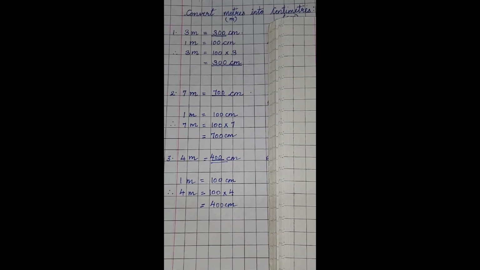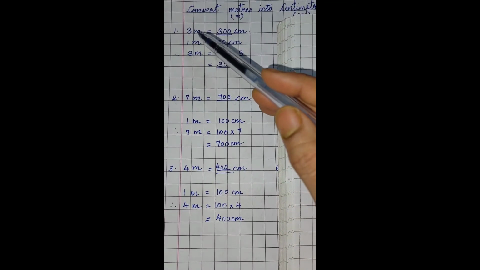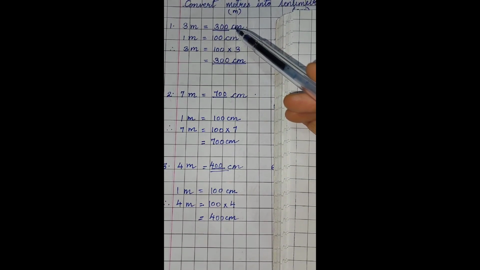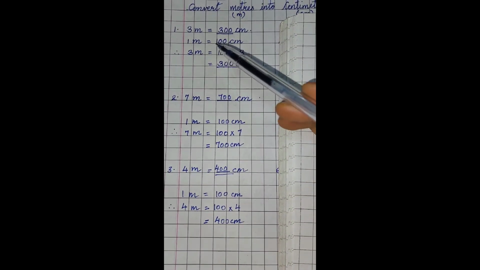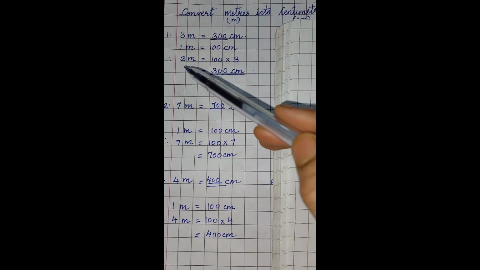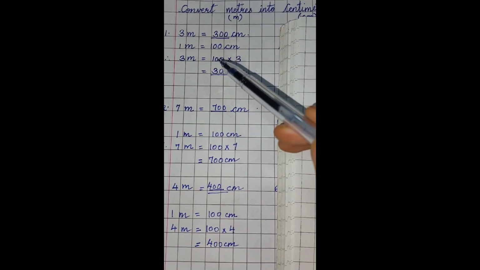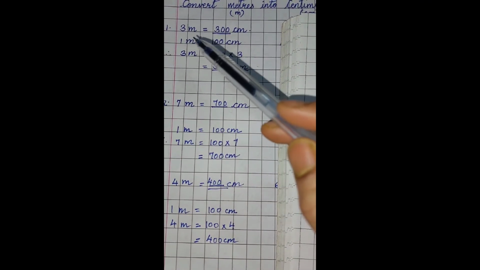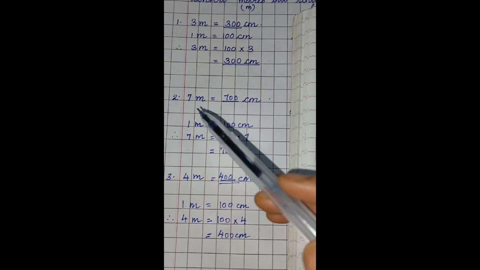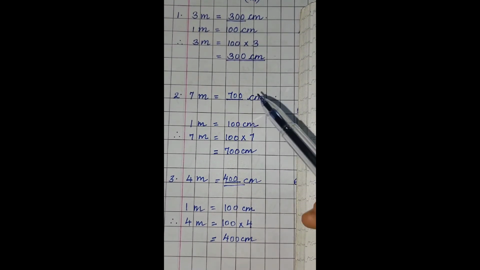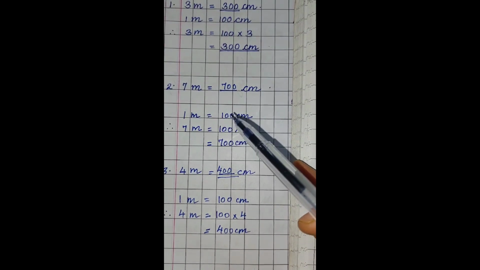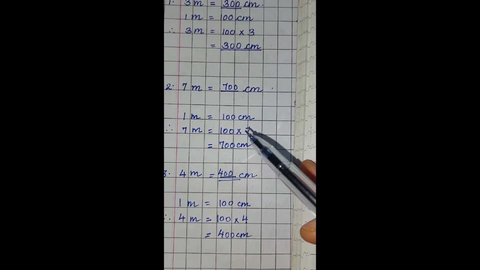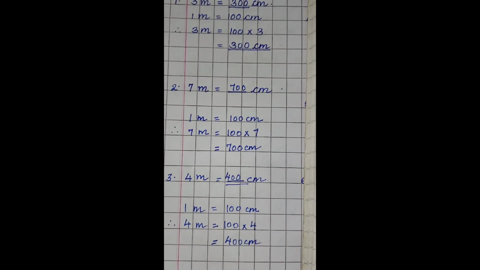Convert meters into centimeters. The first one over here, 3 meters is equal to 300 centimeters. Now, how did we get 300 centimeters? Children, we all know 1 meter is equal to 100 centimeters. So, for 3 meters, we multiply 100 by 3. So, we get 300 centimeters. Same way, 7 meters is equal to 700 centimeters. 1 meter is equal to 100 centimeters. Therefore, 7 meters will be 100 multiplied by 7, that is 700 centimeters.